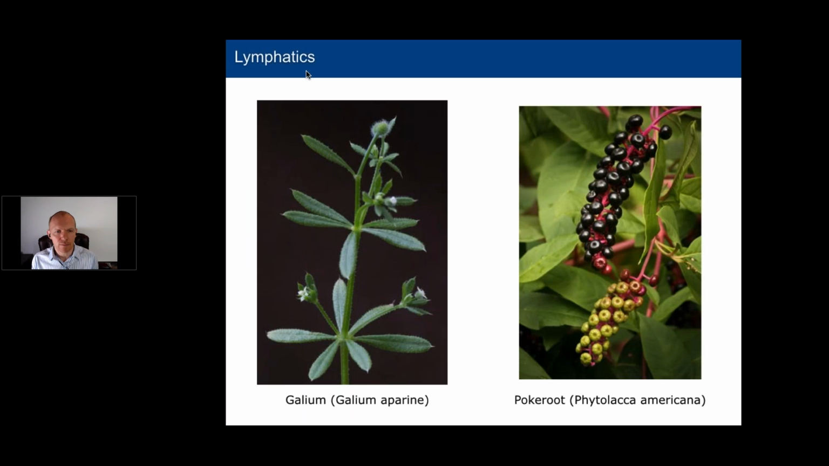Now, gallium, on the left-hand side, this grows wild. It's often used in lymphatic formulas. It's also used historically in the old books to treat urinary tract infections and sexually transmitted diseases. It's also used for other viral skin conditions as well. I think it's a relatively safe herb, and I don't have any major concerns with it. Poke root, which is shown on the right-hand side, it's quite an interesting looking plant.